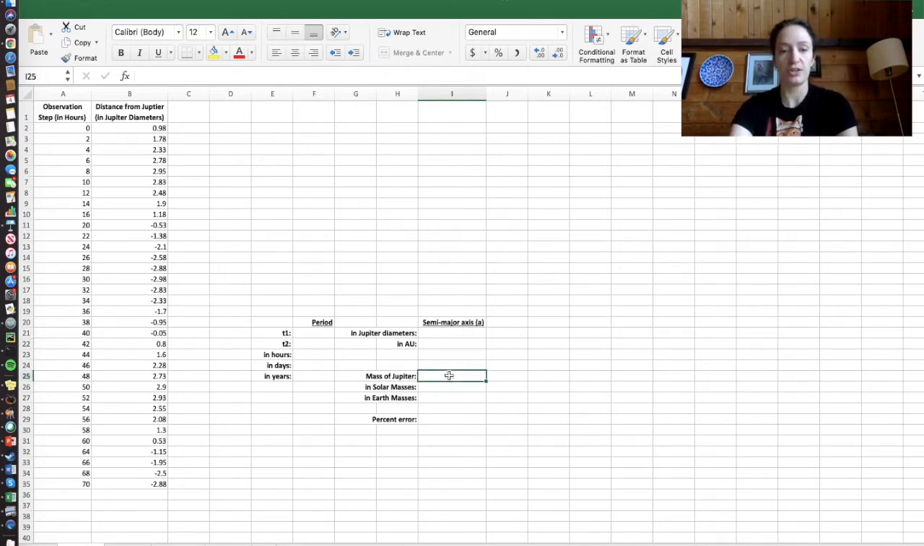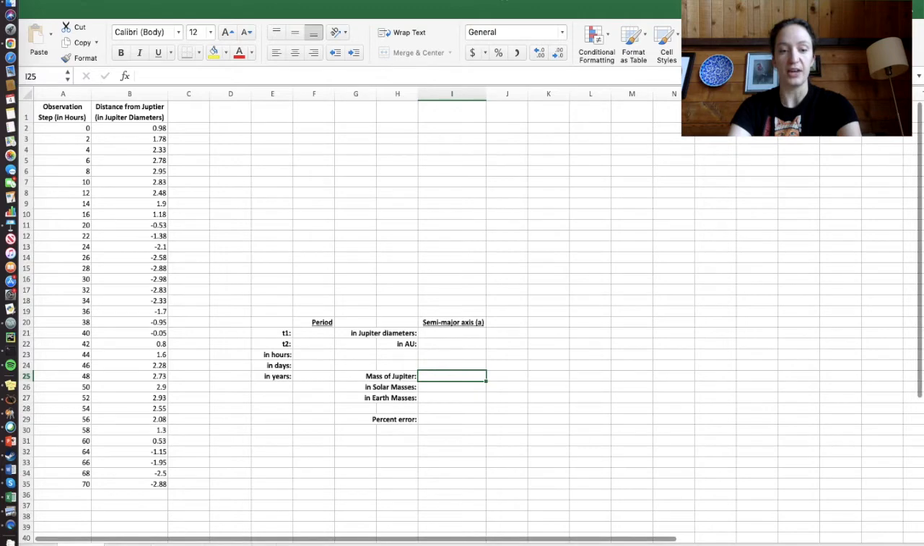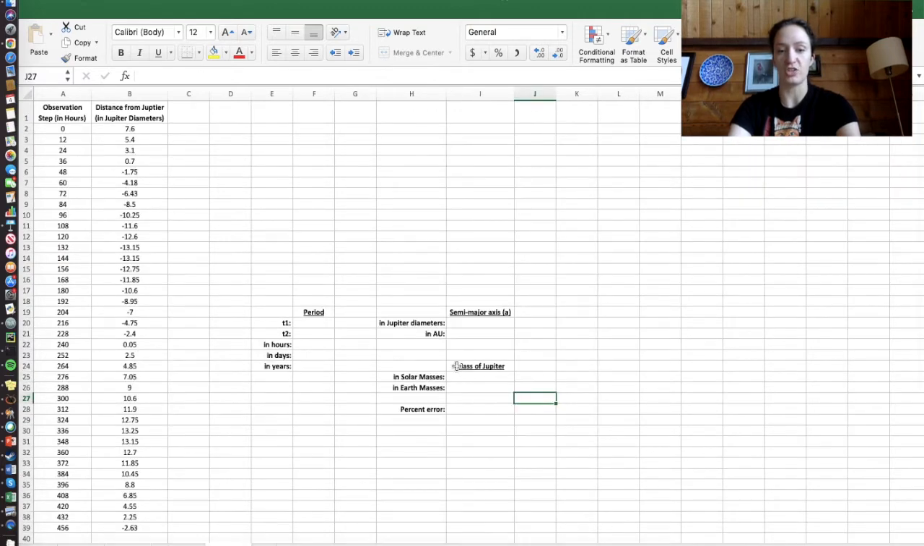So then down here, you're going to be calculating the mass of Jupiter. And the formatting got a little messed up. You're going to actually start filling it in here next to the "in solar masses." You're not going to write anything down here. This is what it should look like actually. On the last tab of the spreadsheet, it's formatted correctly.